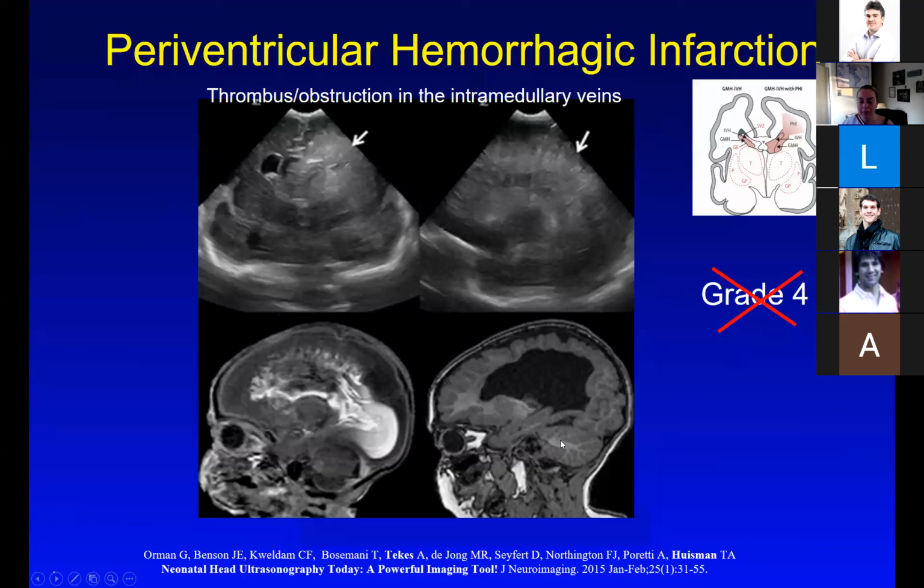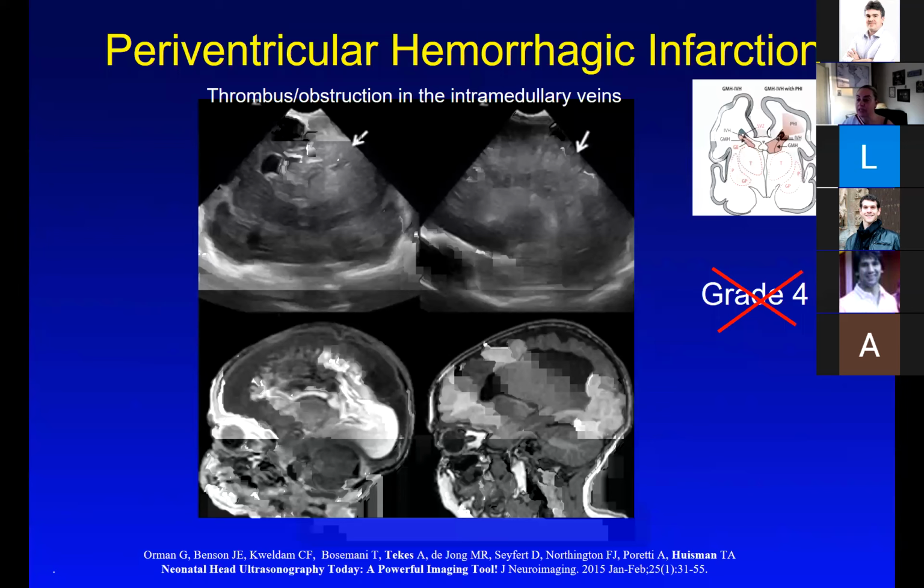Long-term follow-up in about a year, now you see a hole in the brain. The areas where there was hemorrhage, the patient developed a porencephalic cyst, which is the typical outcome of these PVHIs. Those porencephalic cysts typically communicate with the ventricular system.